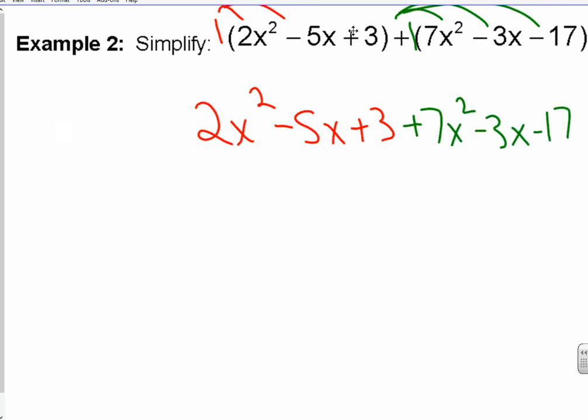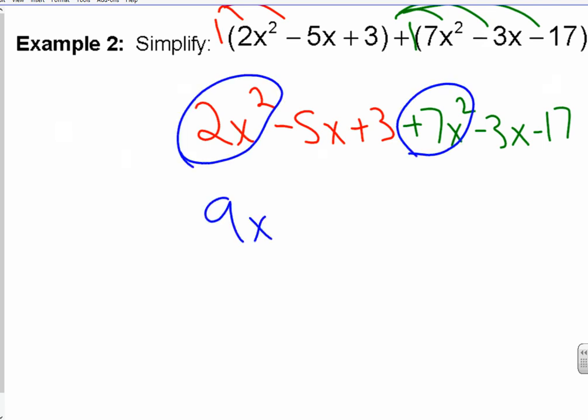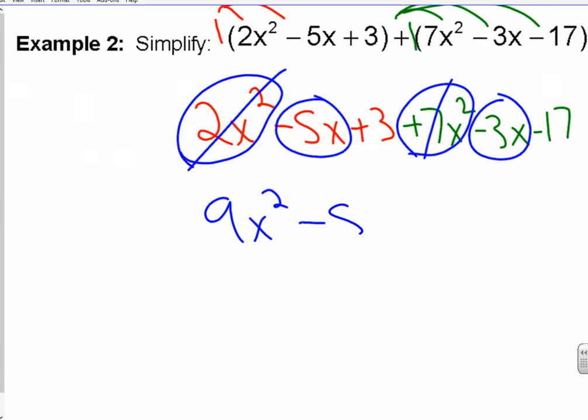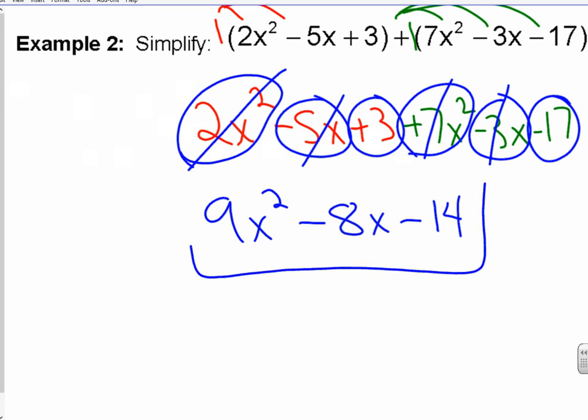And now that we're here, we're combining like terms. Highest exponent, it's like term. They combine to make 9x squared. Next highest exponent, like term, they combine to make -8x. And then lastly, my constants combining to make -14. Final answer in standard form.